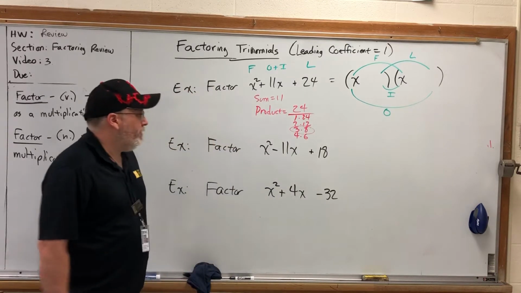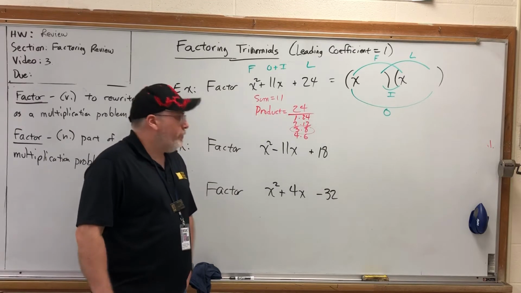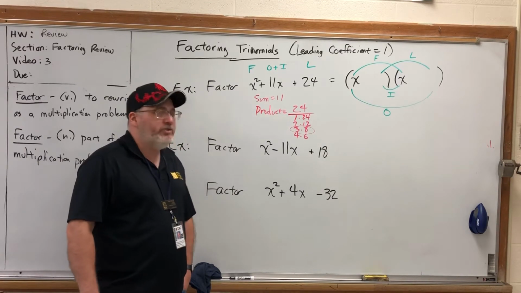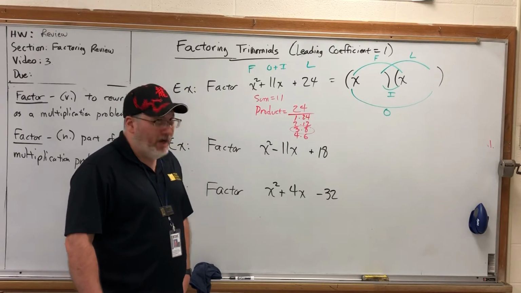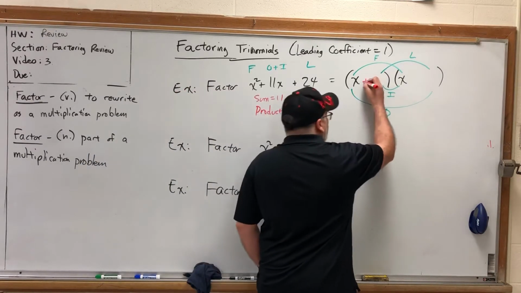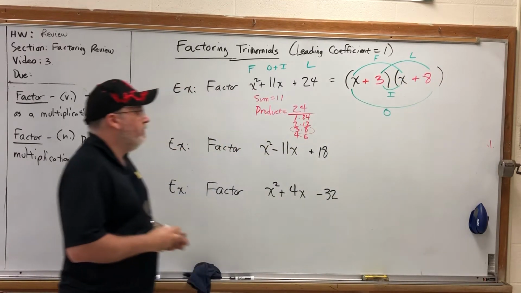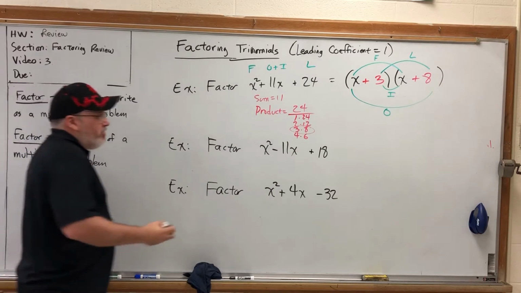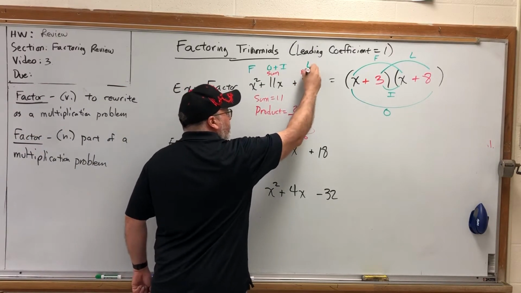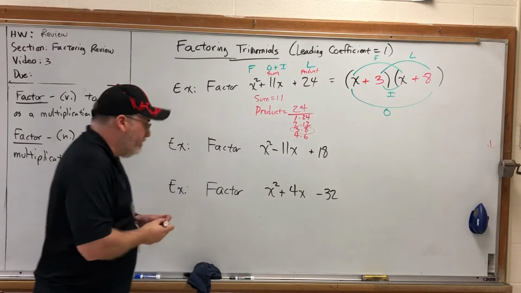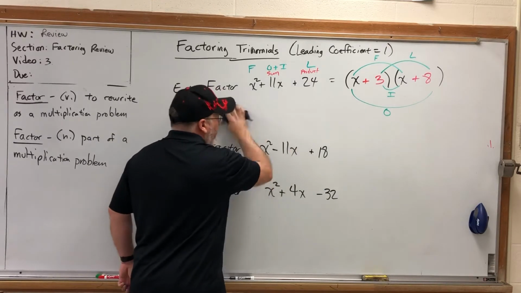3 times 8 is 24, 3 plus 8 is 11. And more specifically, positive 3 times positive 8 is positive 24, and positive 3 plus positive 8 is positive 11. Which means the 2 numbers in no particular order are positive 3 and positive 8. If you know where to look for the sum and the product, the sum is the coefficient in the middle, the product is the constant term at the end, then you can usually factor these fairly quickly if you can find the correct pair of numbers.